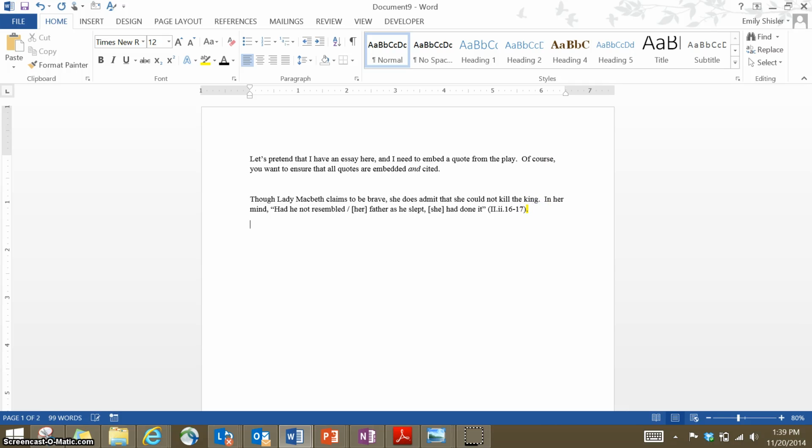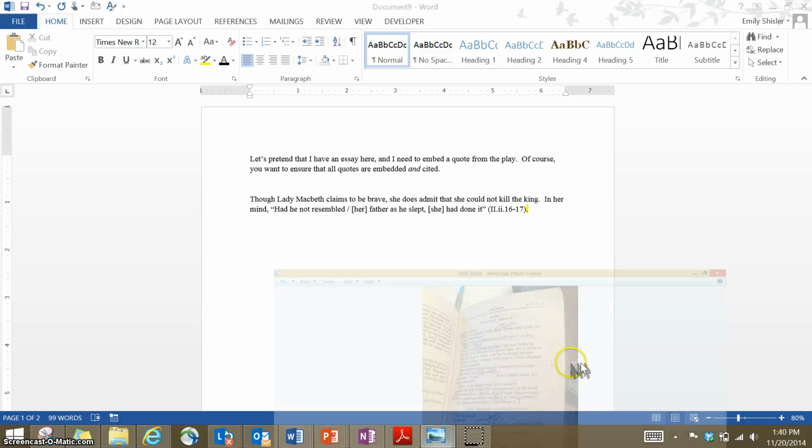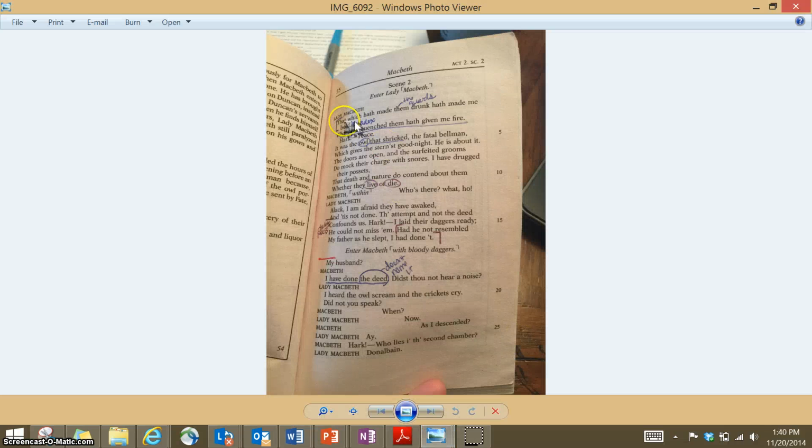If you are going to quote a line that is 4 lines or shorter, you can quote using this bracket to show the end of a line here. So I could quote Lady Macbeth, that which hath made them drunk hath made me bold, all the way down to hark peace, which would be 4 lines.